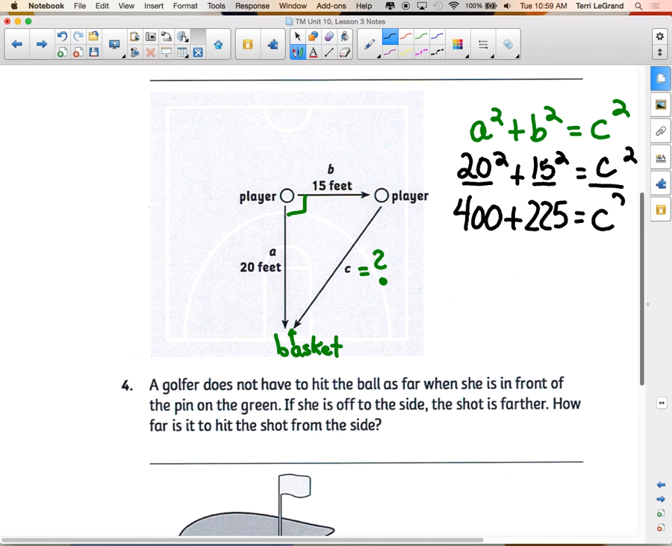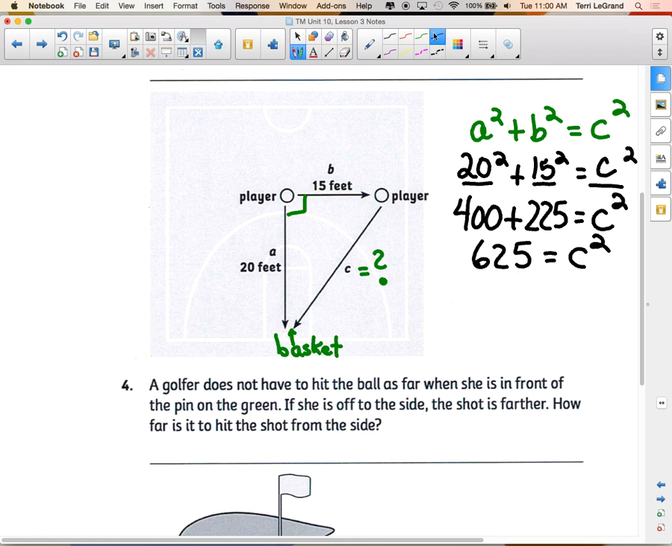Okay, and that's equal to C squared. Ready to solve? Solving means you're going to do the same thing on both sides. Is this ready? No, it's not. What do we have to do? We're going to do the adding on that left side. What's that become? 625 equals C squared.